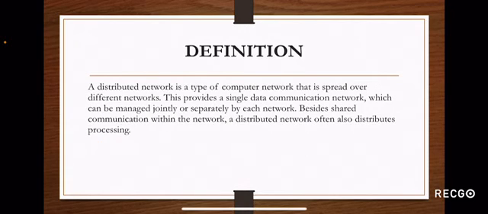Let's look at the definition. A distributed network is a type of computer network that is spread over different networks. This provides a single data communication network which can be managed jointly or separately by each network. Besides shared communication within the network, a distributed network often also distributes processing.